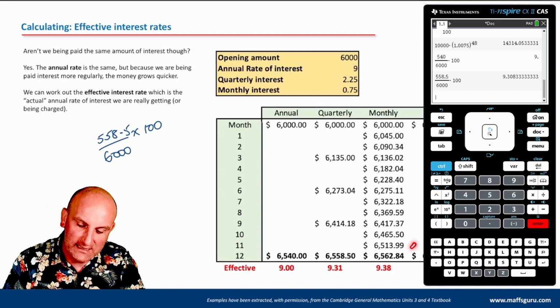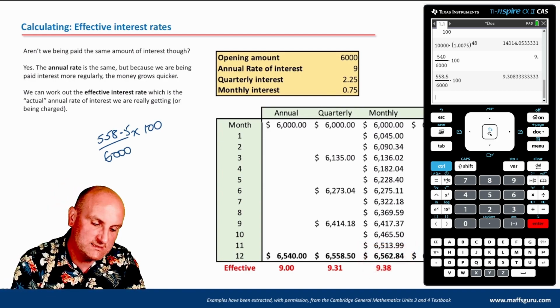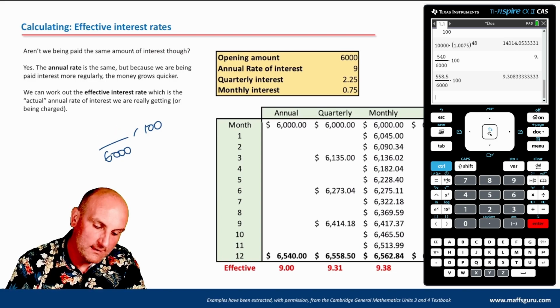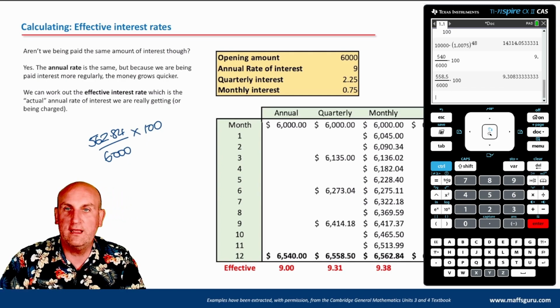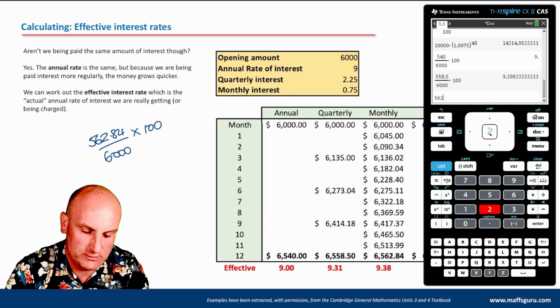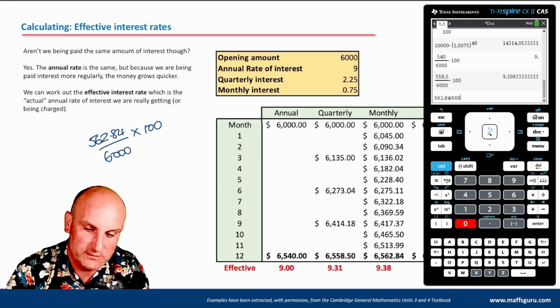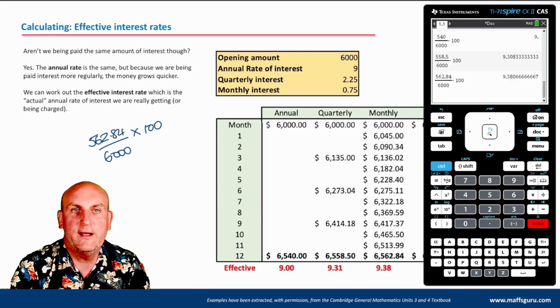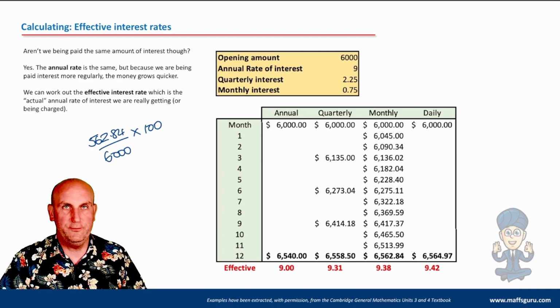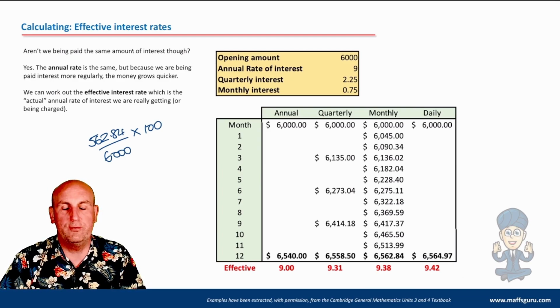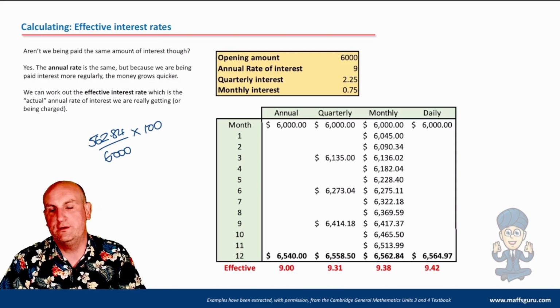And again, if I take this difference here, $562.84, and I times that by 100. Again, I'll just do one more calculation. 562.84 divided by 6000 times 100. Hit enter. There we go. 9.38 and 9.42. So have you now thought of an example or a real world situation where getting more interest can be good and bad?